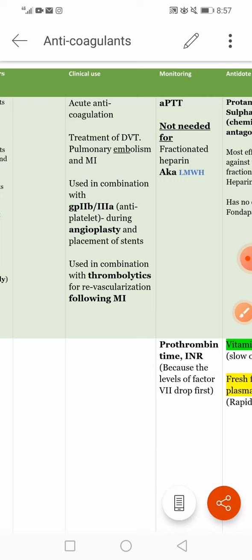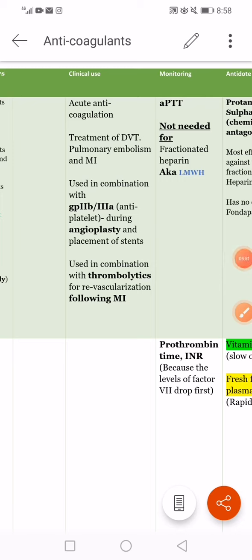And for what purpose is heparin combined with the GP2B3 inhibitors? During angioplasty and the placement of a stent. Obviously, angioplasty is something which is carried out in a person who has had an MI because of a certain thrombosis. So you basically get rid of that thrombosis which is formed in order for you to be able to place a stent.